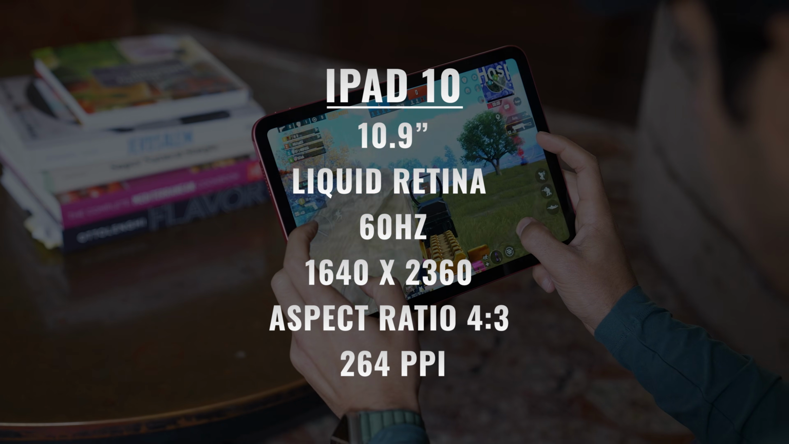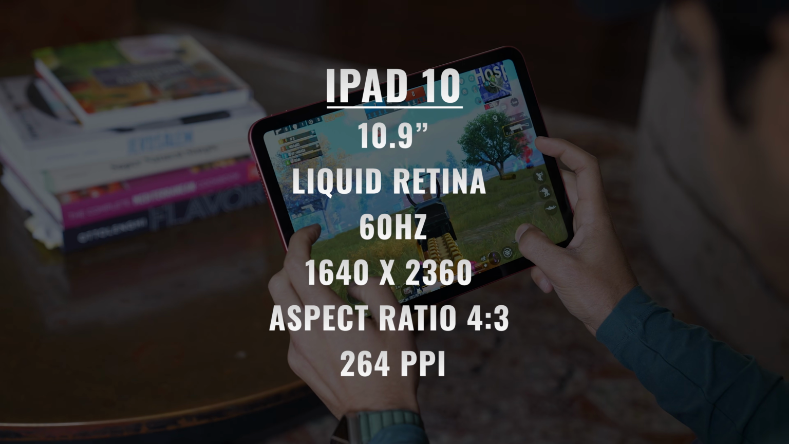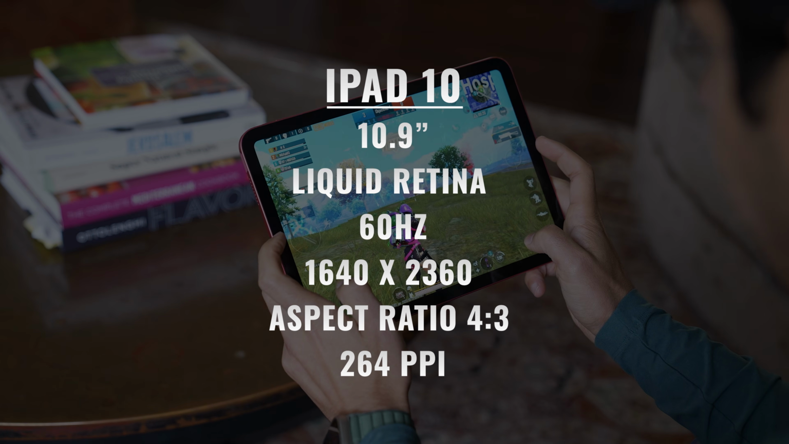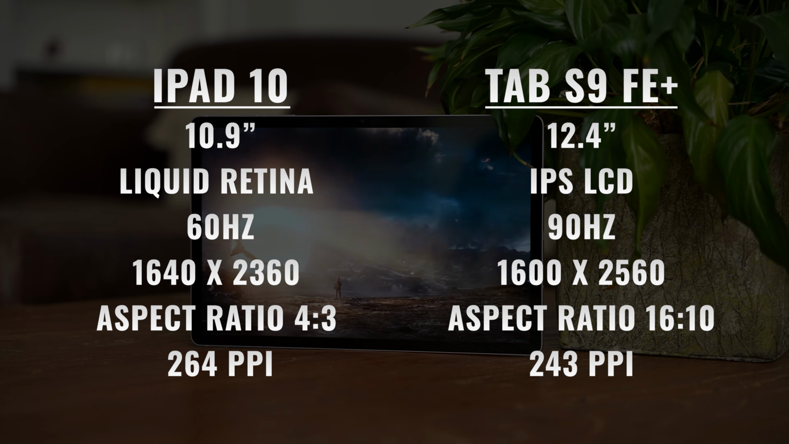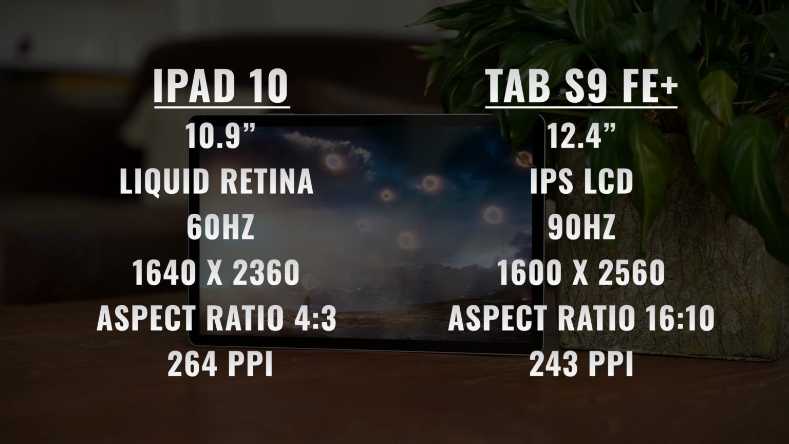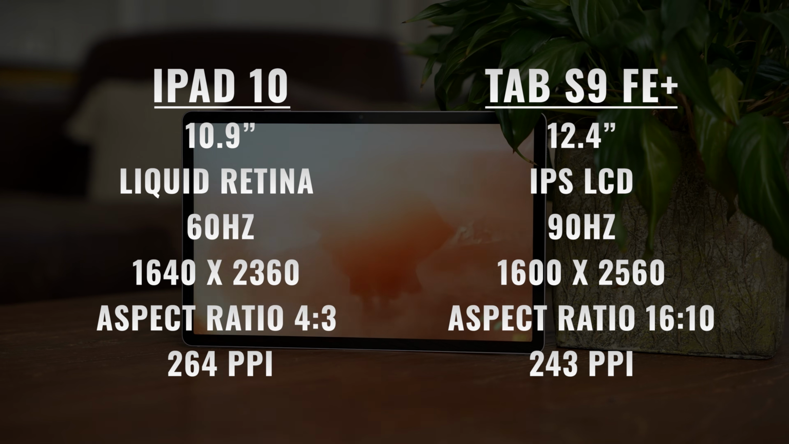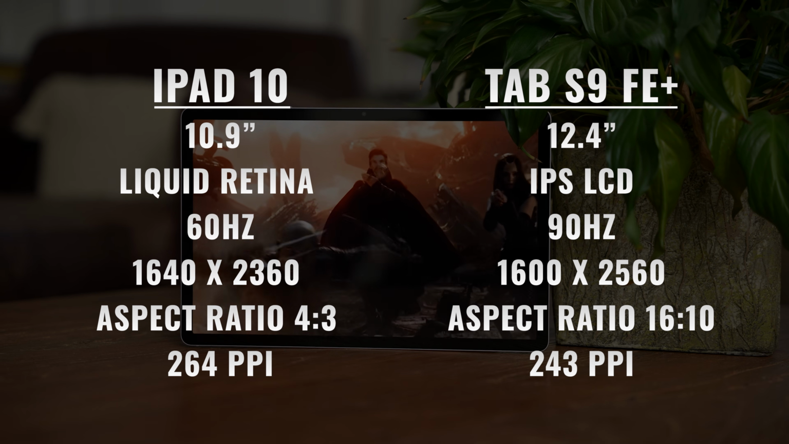So the first thing that most people look at is the display. And in that case, the iPad 10 has a 10.9-inch Liquid Retina 60Hz display with a resolution of 1640 by 2360, a 4:3 aspect ratio, and 264 pixels per inch. The Tab S9 FE Plus has an IPS LCD display, which offers a faster 90Hz adaptive refresh rate, a higher resolution of 1600 by 2560, but a lower pixel density of 243 pixels per inch.